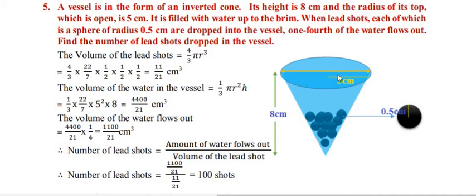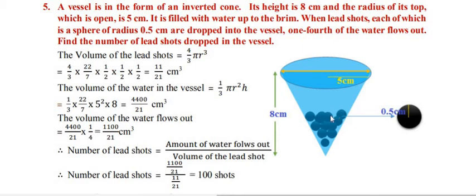So here what happens? 1/4 of the water flows outside. Let us find the volume of the water which flows out. That is equal to 1/4 into 4400 divided by 21, that is equal to 1100 divided by 21. So 1100 divided by 21 cm cube of water flows outside when some number of lead shots are dropped inside the vessel.